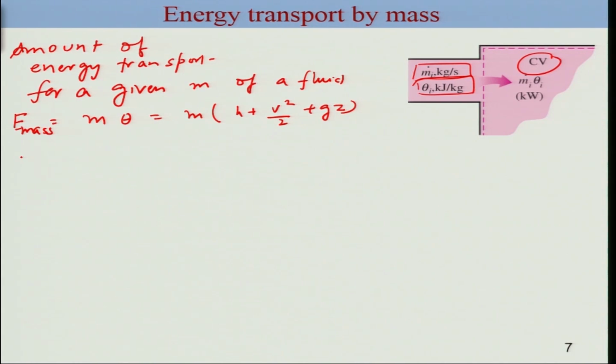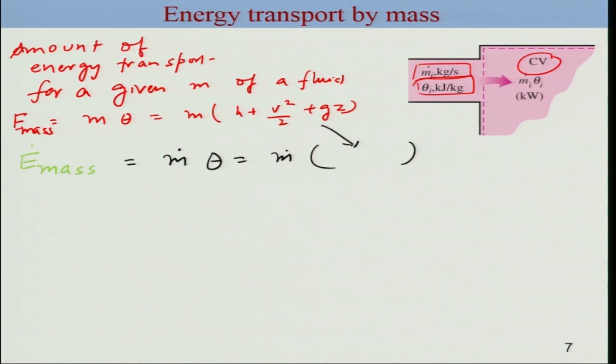Now in the case of the rate, there is a rate of transport, so you have to express it in the form of a rate. This we are going to write as E dot mass, and this would be your m dot theta, which is essentially m dot times this expression.